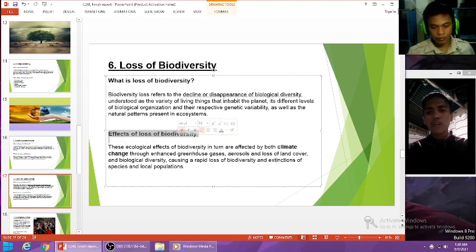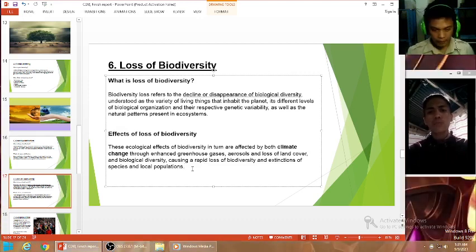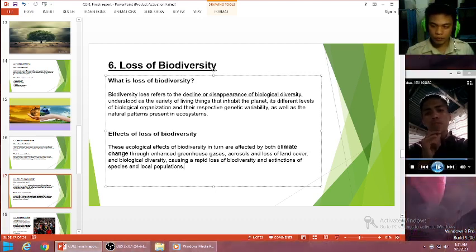Effects of loss of biodiversity. These ecological effects of biodiversity loss in turn are affected by both climate change through enhanced greenhouse gases and loss of land cover and biological diversity, causing a rapid loss of biodiversity and extinction of species and local populations.